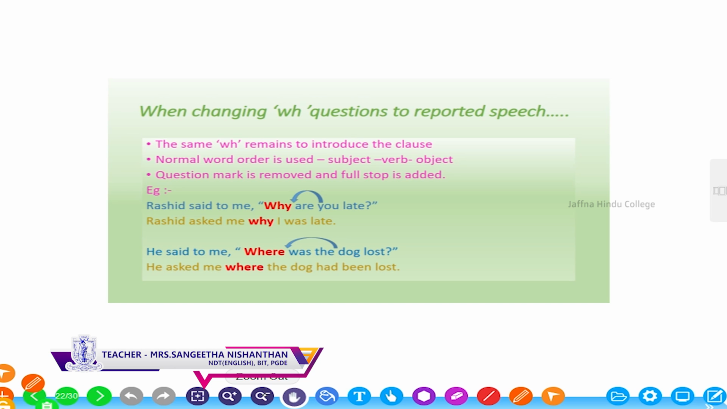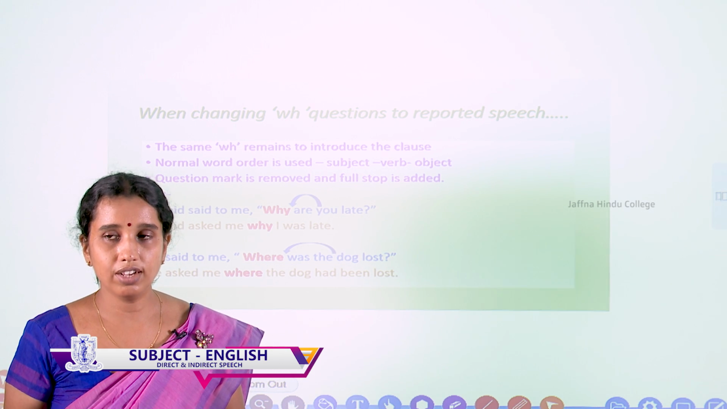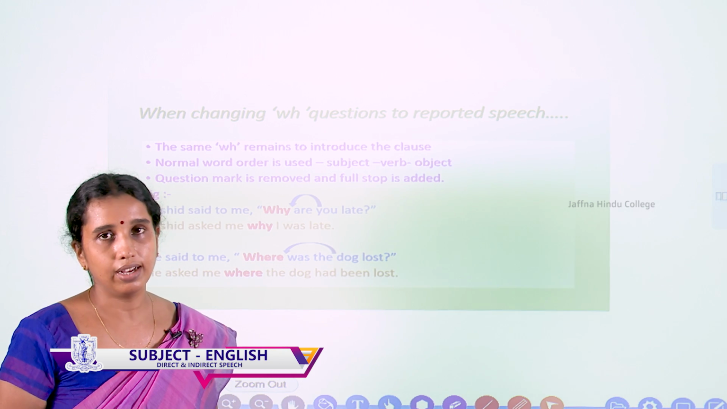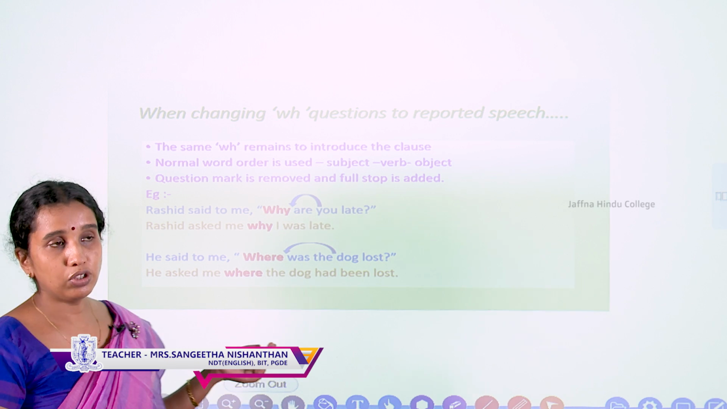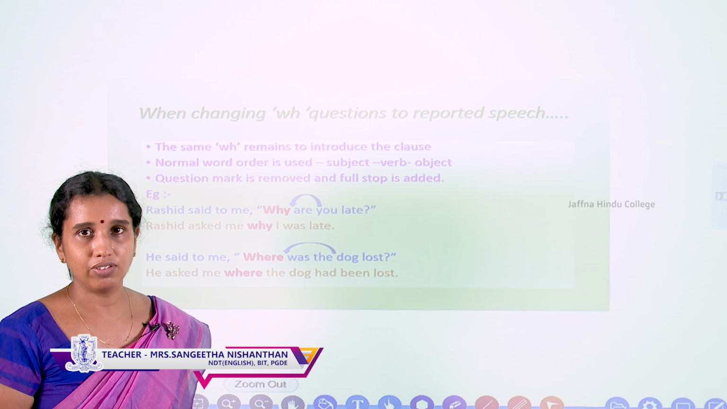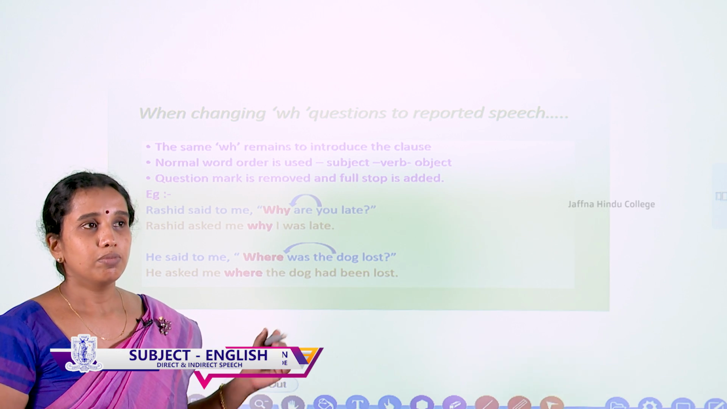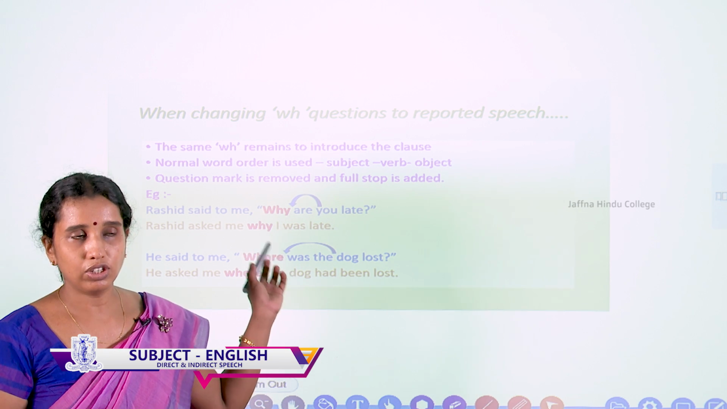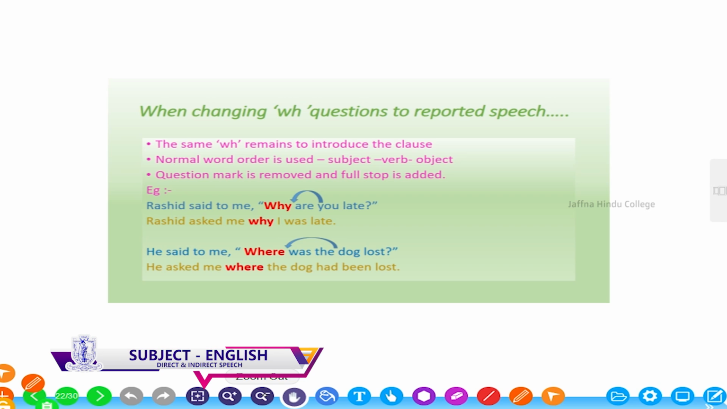Right. When changing yes or no questions, we used if or whether. But when we change WH questions, the WH word remains at the same place and the question is changed into the normal word order. Look here, the normal word order is used: subject, verb, object. The question mark is removed and a full stop is added.